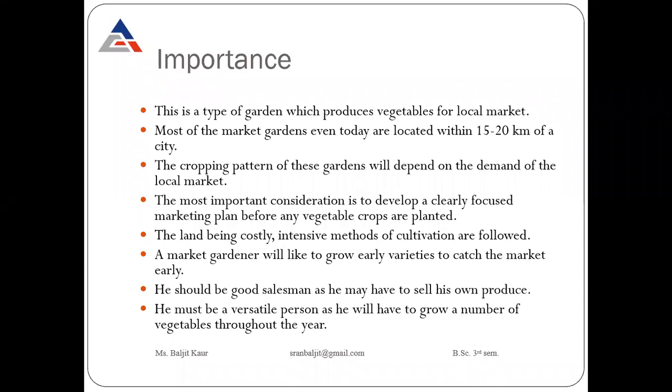The land being costly, the intensive methods of cultivation are followed. So land near the market or near the cities is very costly. So intensive methods of cultivation are followed. Intensive methods means a number of different crops are grown on a small piece of land, right?